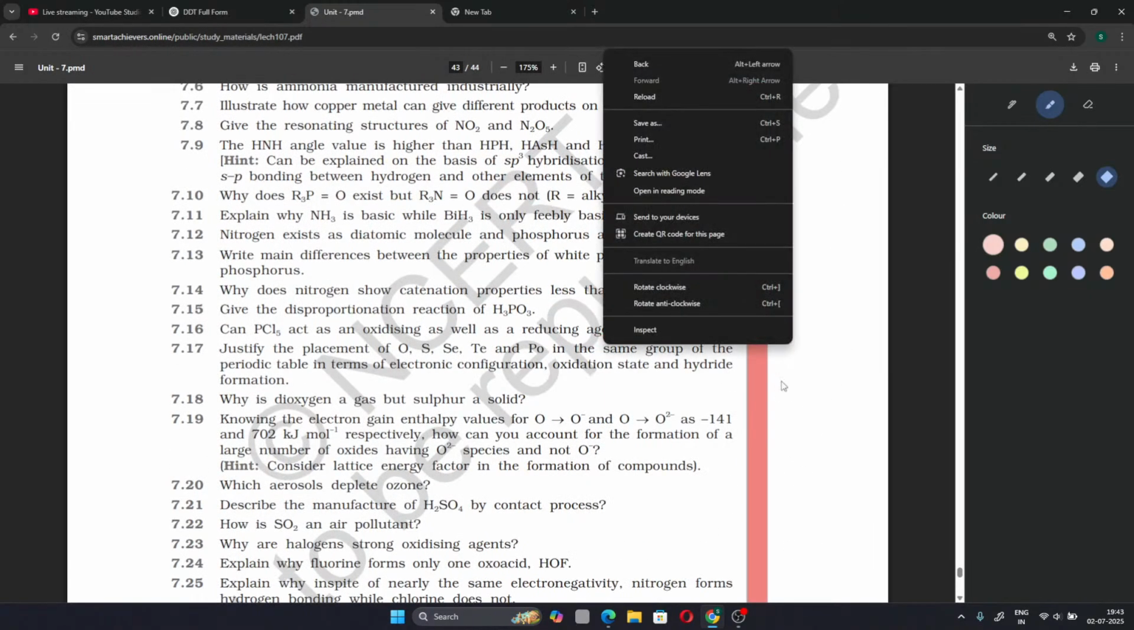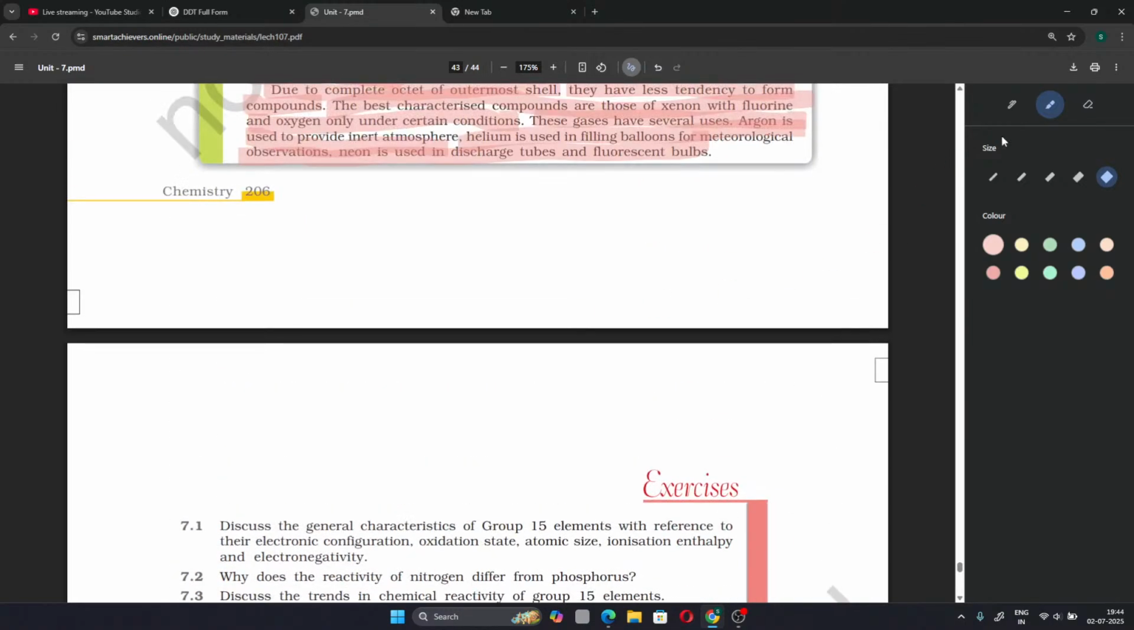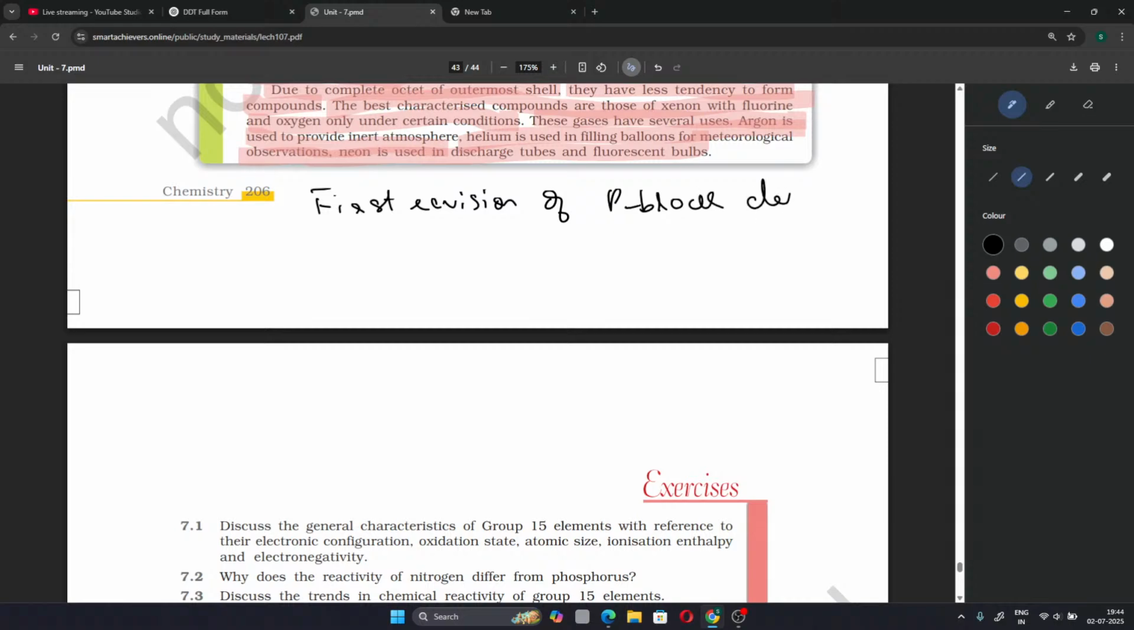That is the first revision of p block elements via NCERT completed.